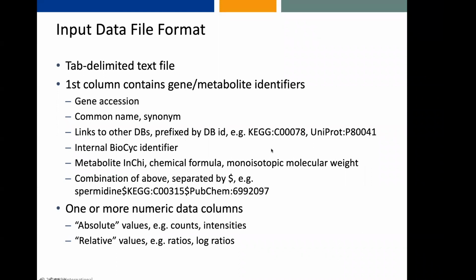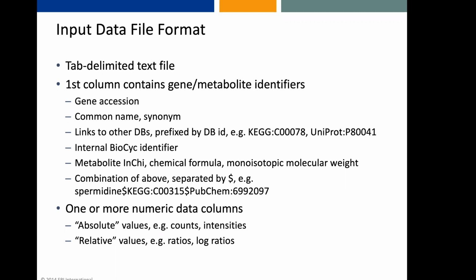So that's the first column. That helps us map the data values in your file to objects in our databases. And then after the first column, you can have one or more numeric data columns. And there can be other kinds of columns too that we just ignore, because you're telling us which columns we need to look at.